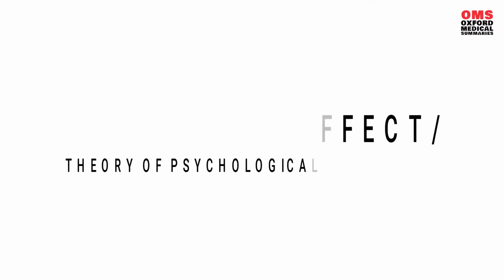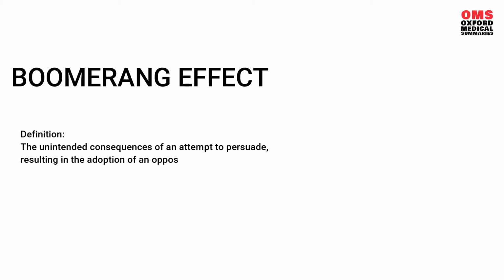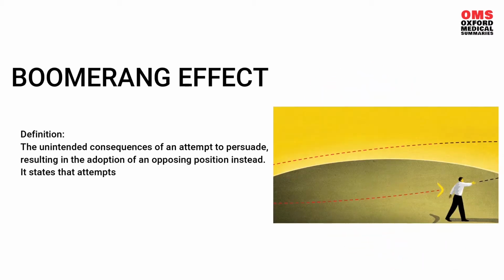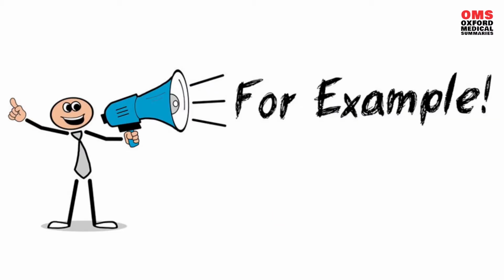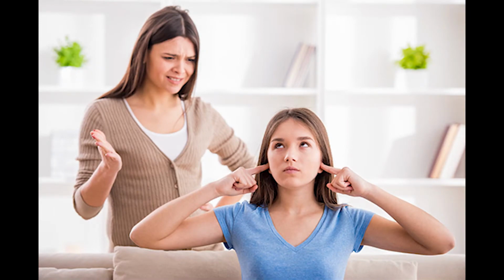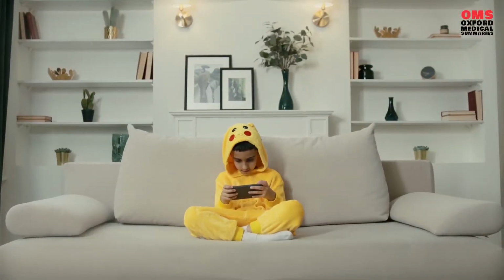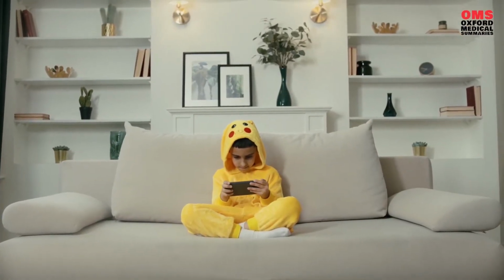The boomerang effect, or the theory of psychological resistance. This refers to the unintended consequences of an attempt to persuade, resulting in the adoption of an opposing position instead. It states that attempts to restrict a person's freedom often produce an anti-conformity boomerang effect, i.e. they end up doing the opposite. Examples of this include parents trying to put strict curfews on teenagers. They feel they are now adults and often do the exact opposite of what their parents requested.